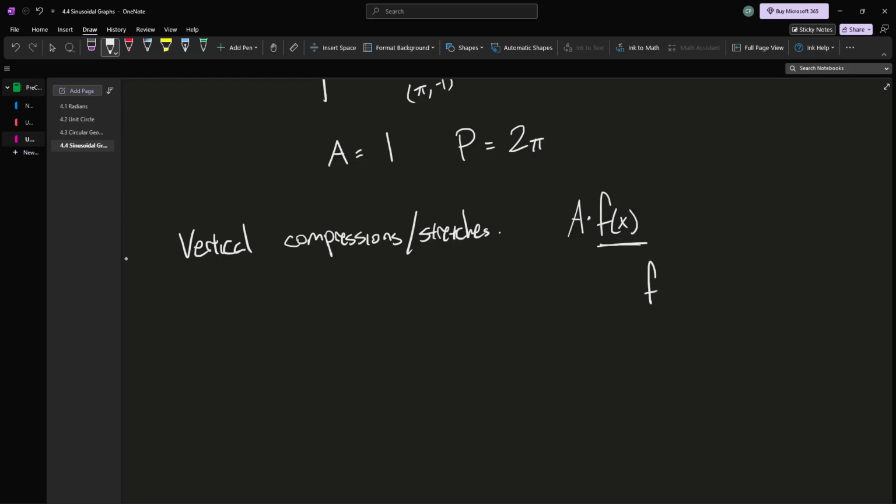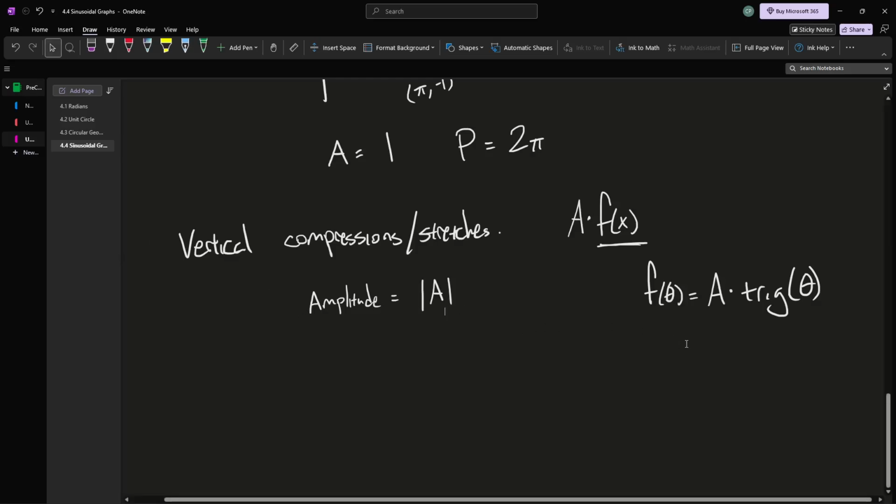So I'm going to call it f of theta, and I'm going to write trig of theta, because it could be sine or cosine. What we're doing is a times trig, and that a is my amplitude. Amplitude equals a, or more specifically the absolute value of a, because you could have negatives, and you can't really have a negative amplitude since you're describing a set distance. My amplitude is the absolute value of a, whatever I multiply the trig by.